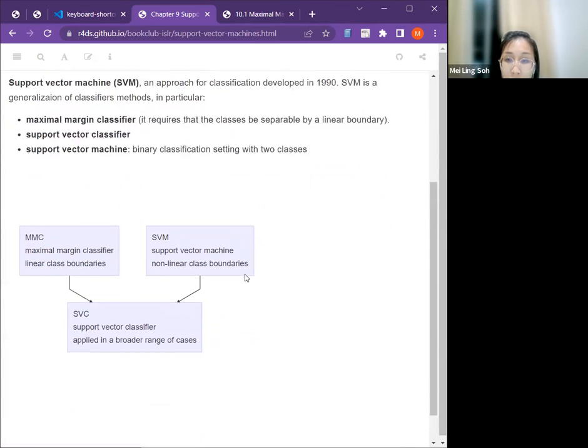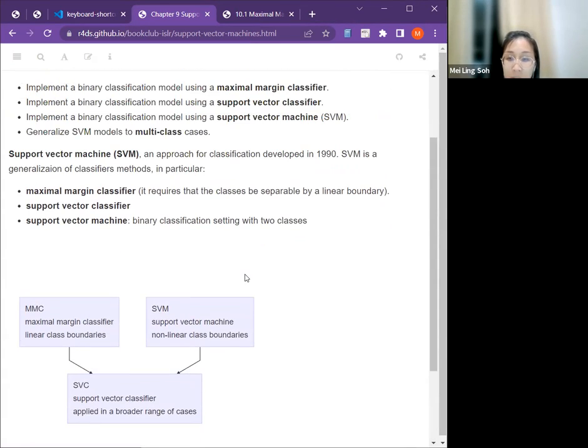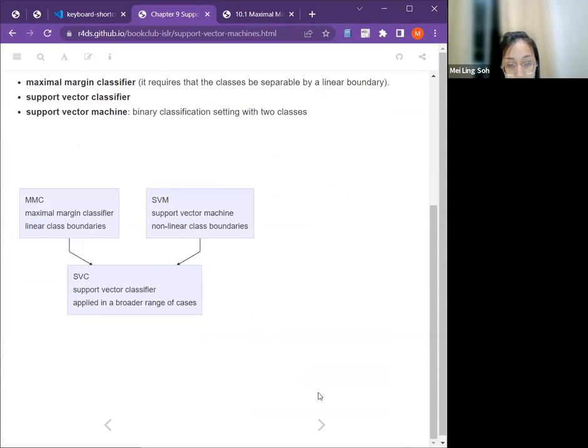In general, you can think of the maximal margin classifier and support vector classifier as applying more to linear class boundaries, whereas the support vector machine allows for non-linear situations, especially when you have multi-class. So this is a more flexible way of doing it.